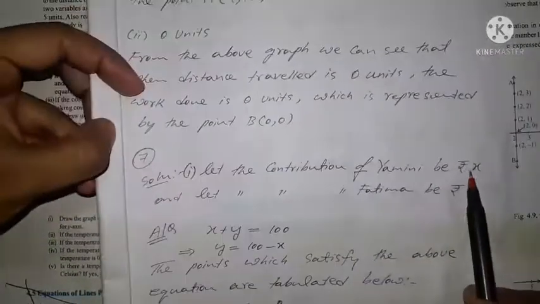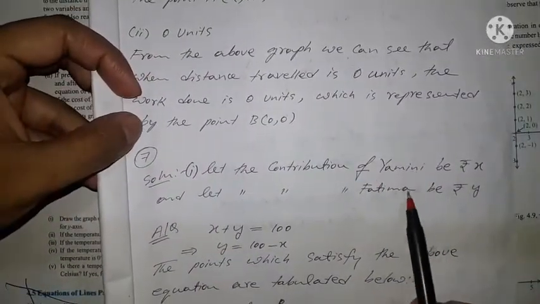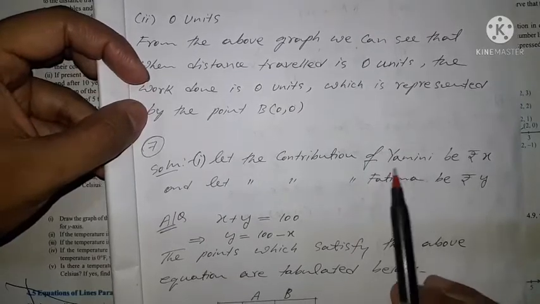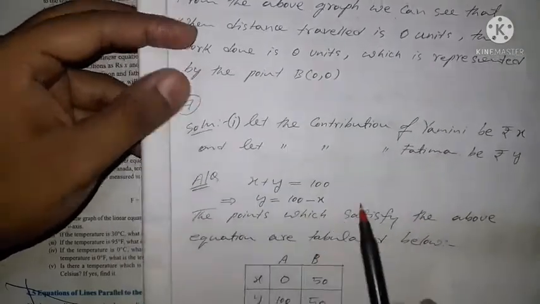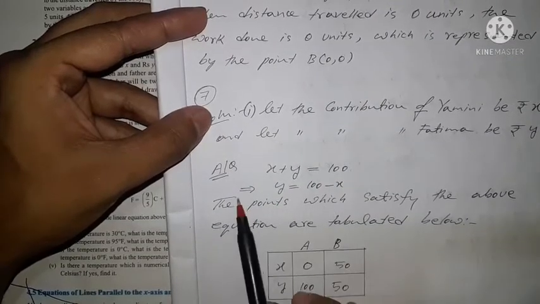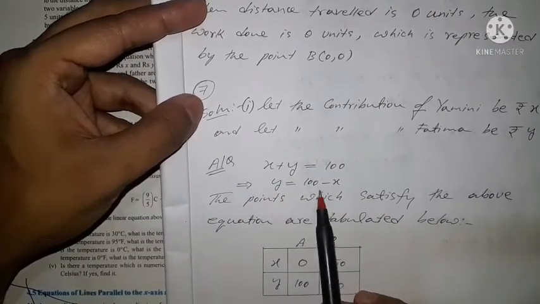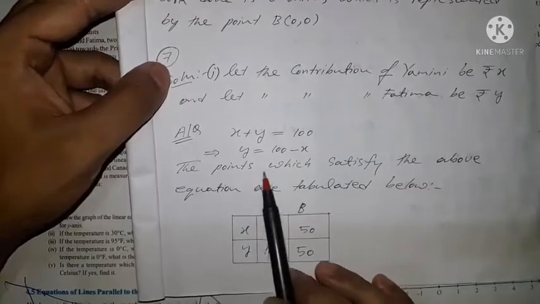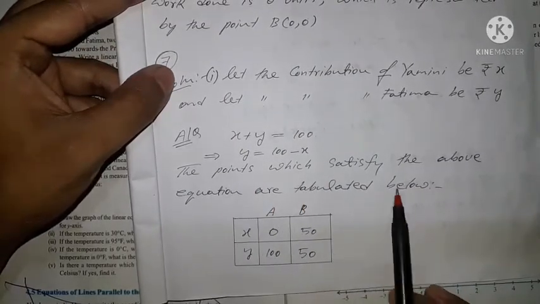So according to the question, their total contribution is 100. So therefore the amount given by Yamini and the amount given by Fatima, if we add the both, we will get 100 because the total contribution is rupees 100. So therefore X plus Y is equal to 100. So this we can rewrite as Y is equal to 100 minus X. Now the points which satisfy the above equation are tabulated below.